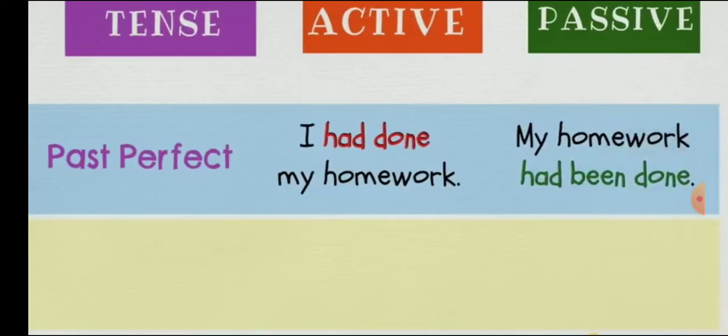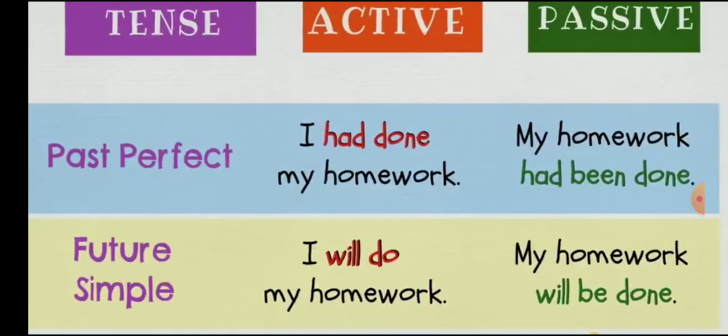Okay, the next is the past perfect. For example, I had done my homework. My homework had been done. As I already told you, if you find has, have, had in the sentence, you have to add been from your side. Similarly, object will come first, then comes the helping verb, then been, then the third form.